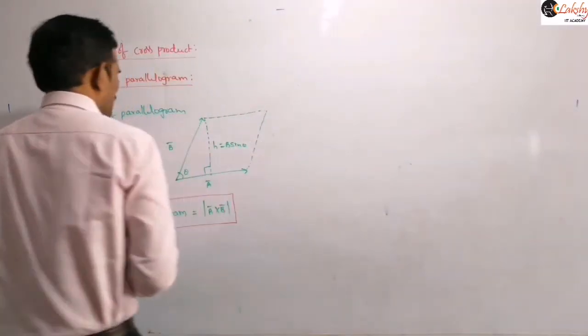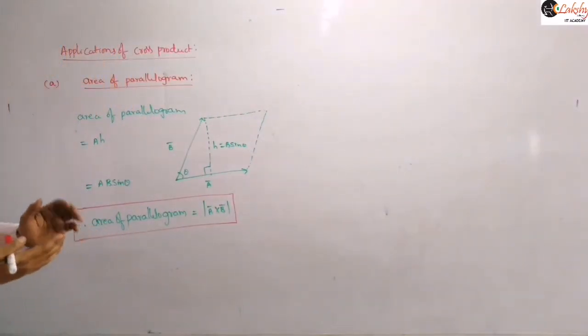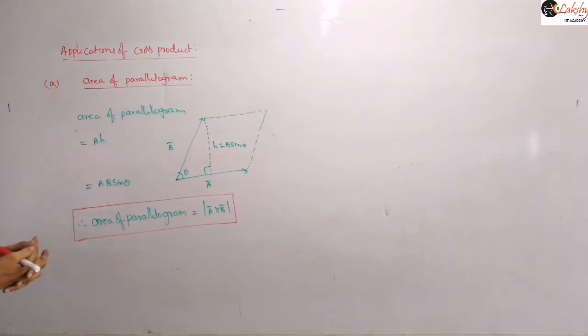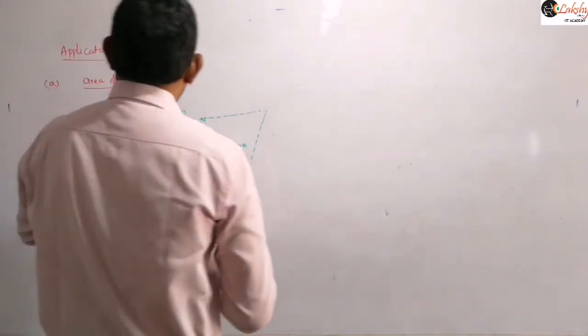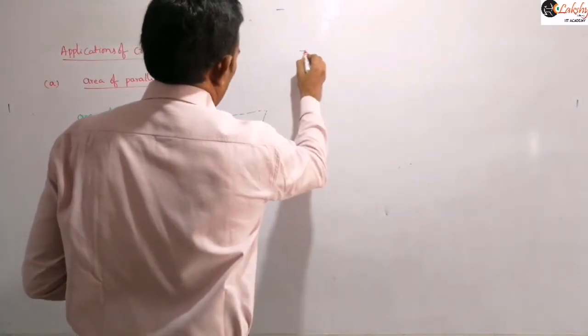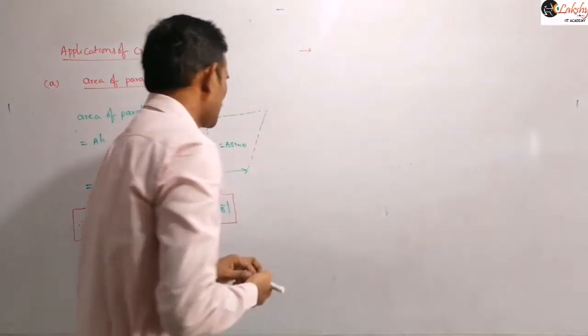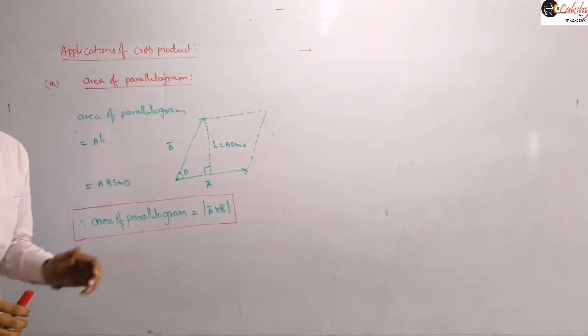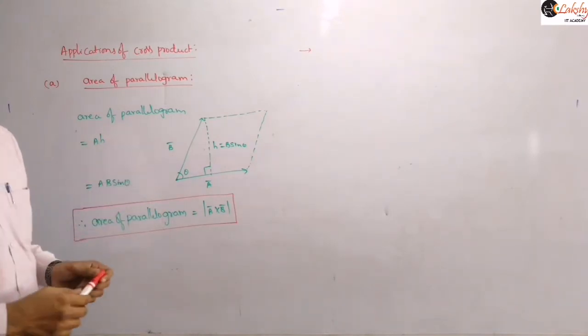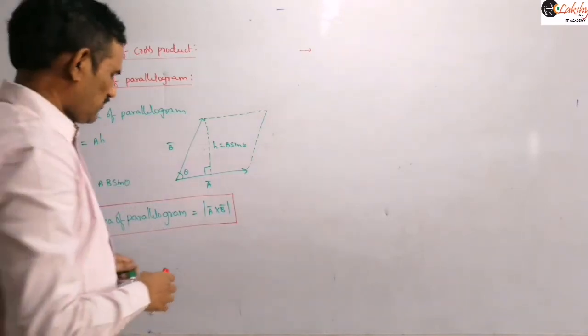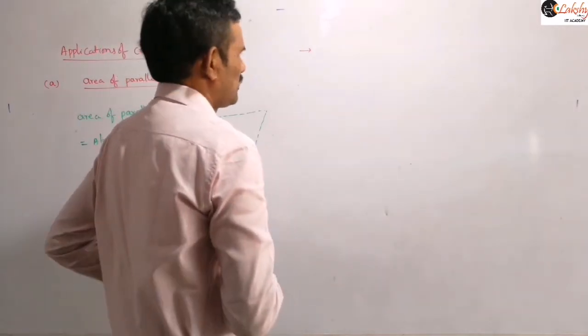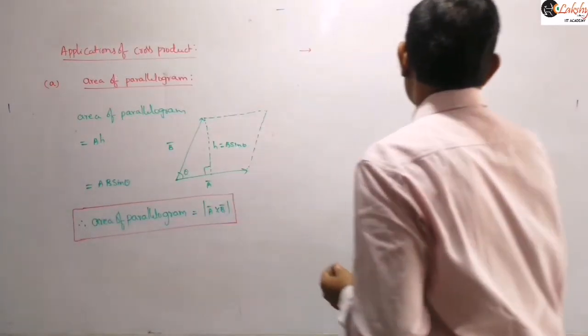And here sometimes they will give this. Instead of giving the adjacent sides, sometimes they will give the diagonals. So now let us see that. Suppose, instead of giving A and B as the sides, I am giving the diagonals of the parallelogram as known to us. Let us see this.